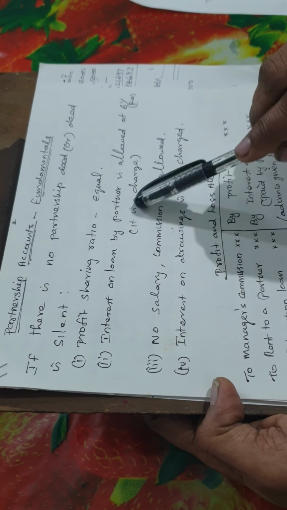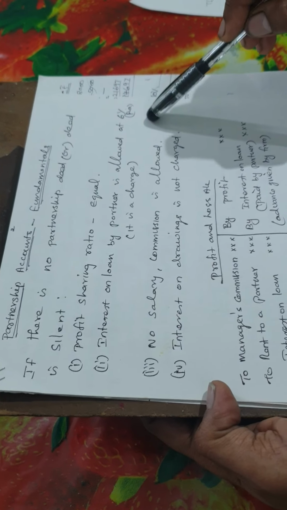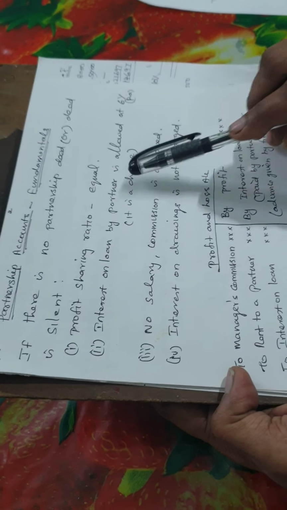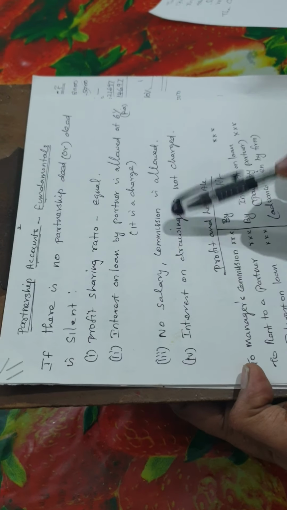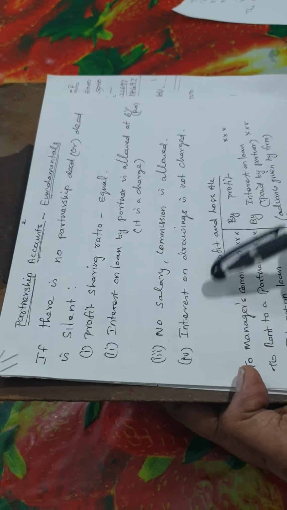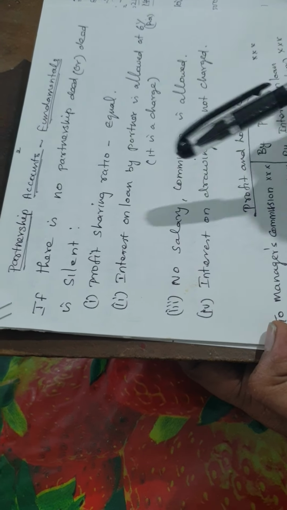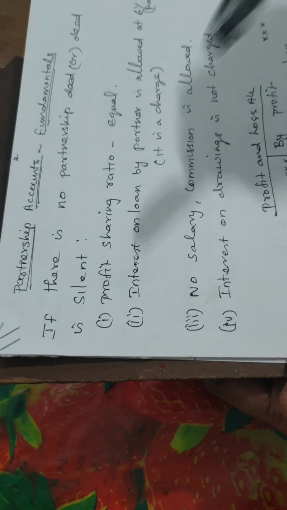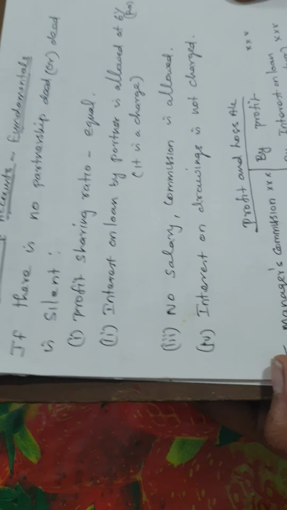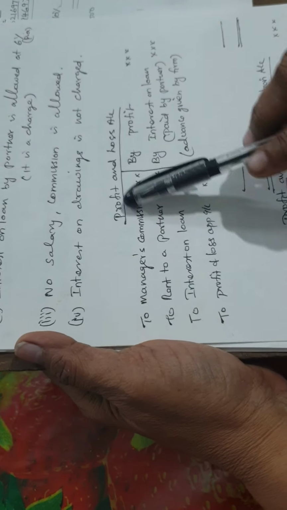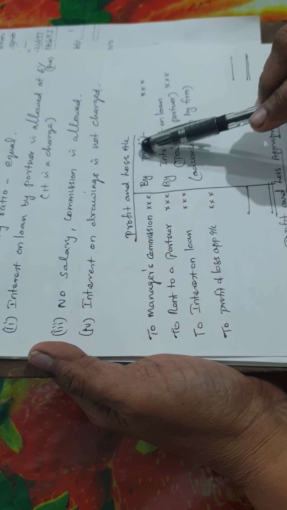Interest on loan by partner is allowed at 6%. It is a charge. No salary or commission is given. Interest on drawings is also not charged. So, if there is no partnership deed, you have to follow these conditions. Then, what is P&L account? You people are familiar with this.